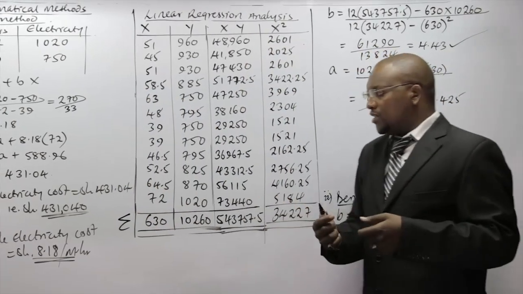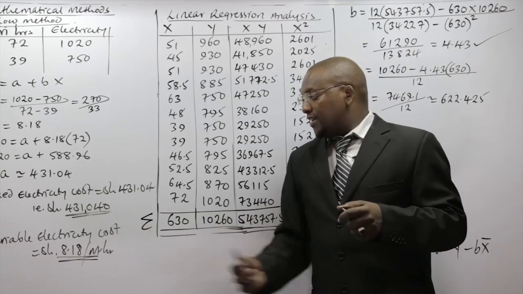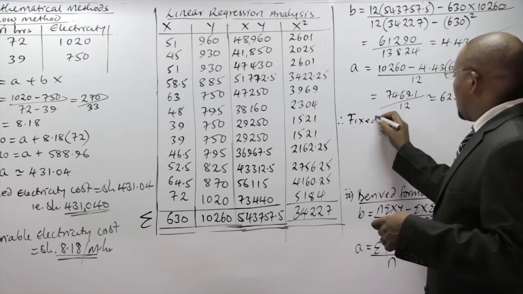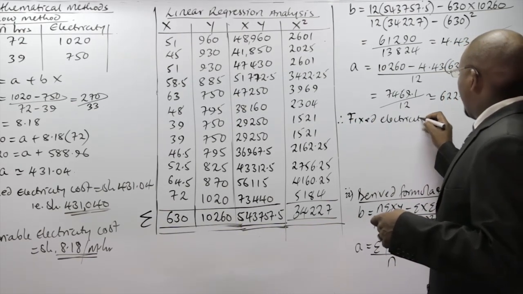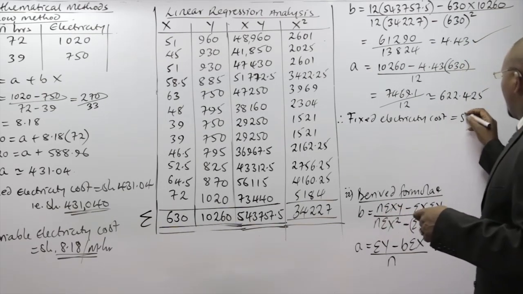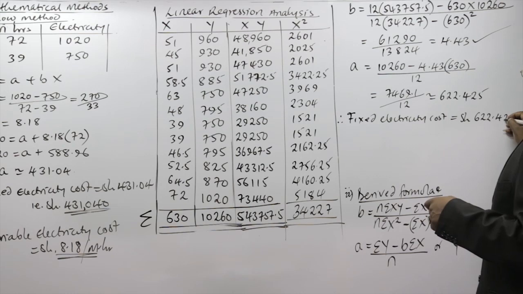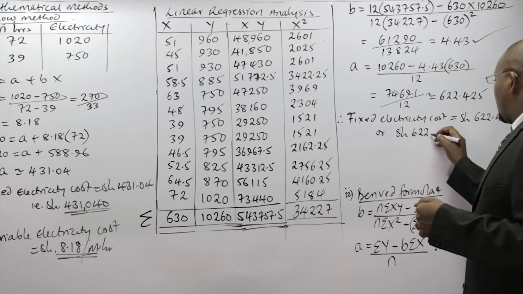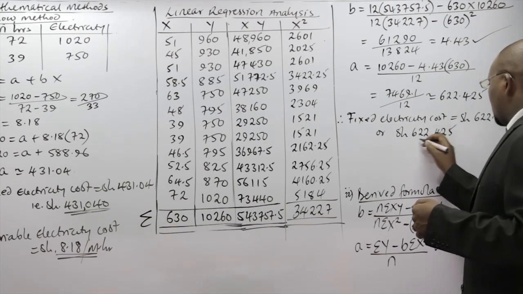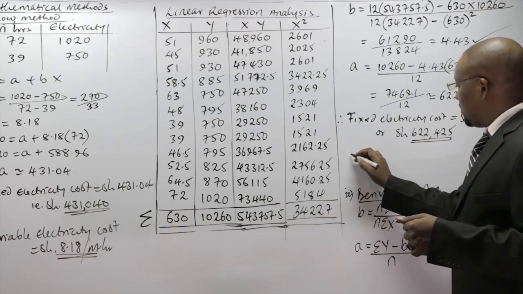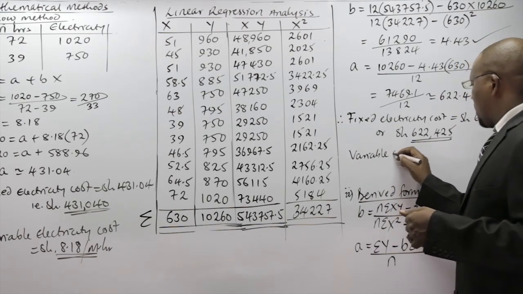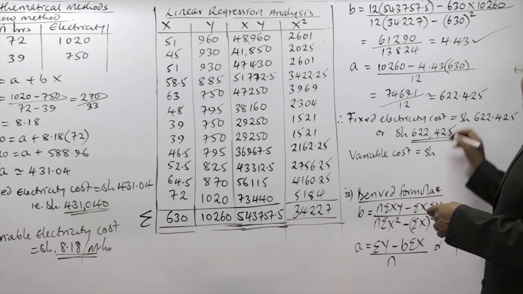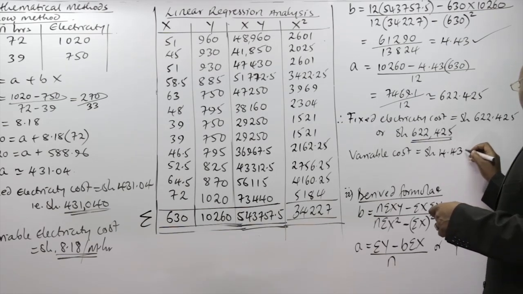And even before we substitute, since we were asked to determine the fixed electricity and the variable electricity, you can have it this way, that therefore fixed electricity cost is actually shillings 622.425, or in total shillings 622,425 in total. It's like that. Then the variable cost is going to be shillings, it was 4.43 per machine hour.